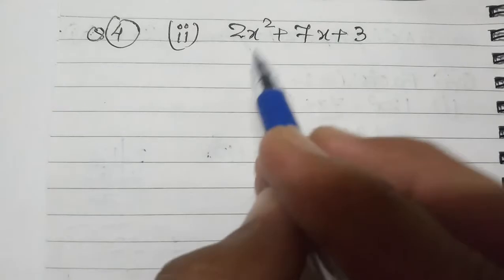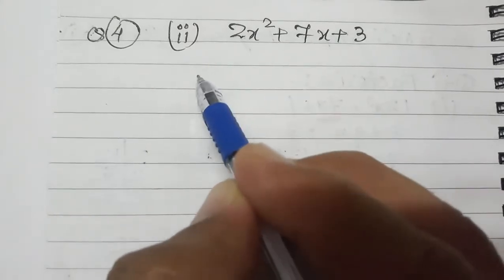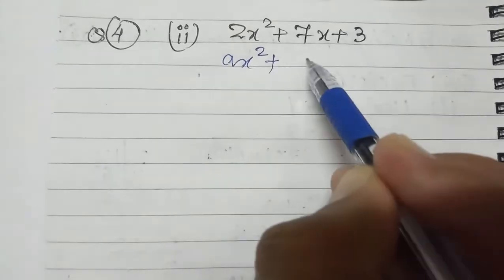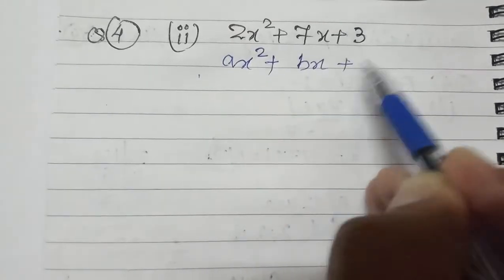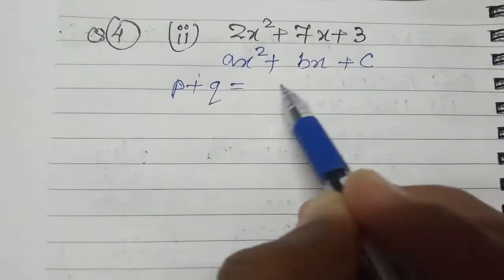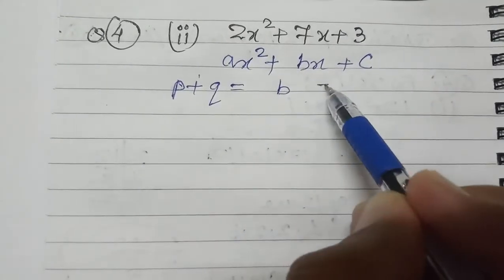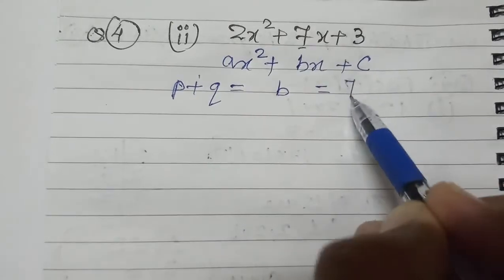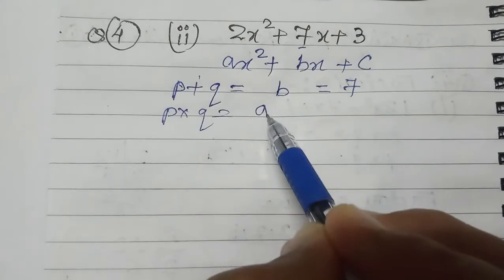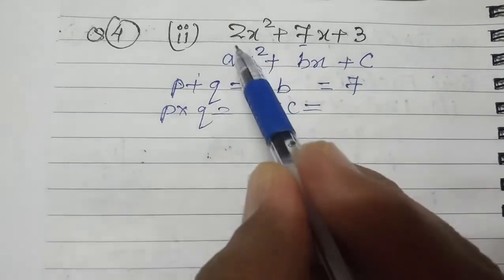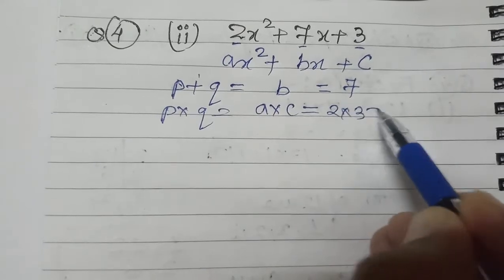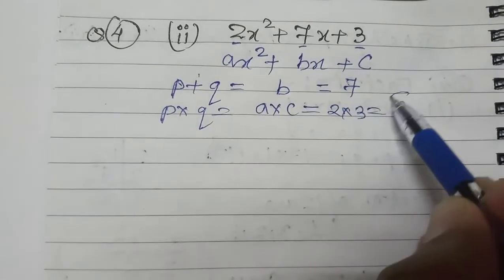2x square plus 7x plus 3. Now we have to choose two numbers again, children. So compare first with the general form, ax square plus bx plus c. Now we need two numbers. On adding we need b. And what is b here? 7. And on multiplying we need a into c. What is a here? 2. And what is c here? 3. So 2 into 3, 6.